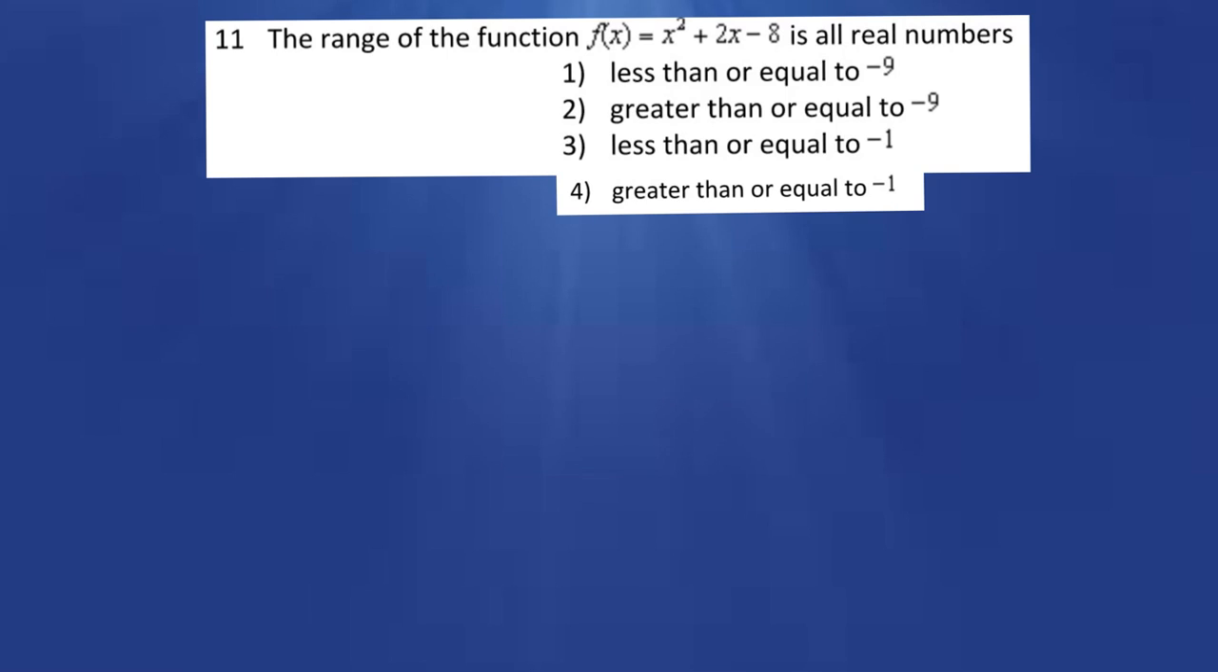This is problem number 11 from the June 2016 Algebra Regents exam. In this question, we're looking for the range of the function f(x) = x squared plus 2x minus 8.